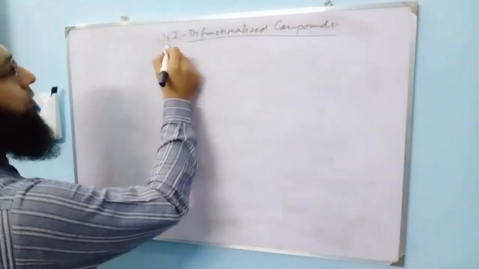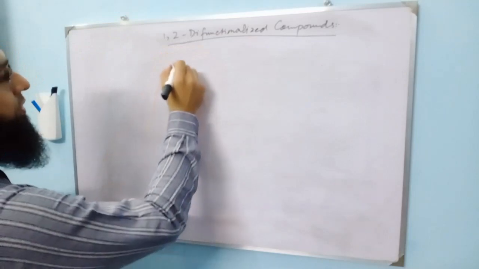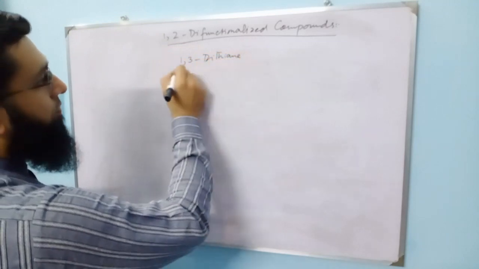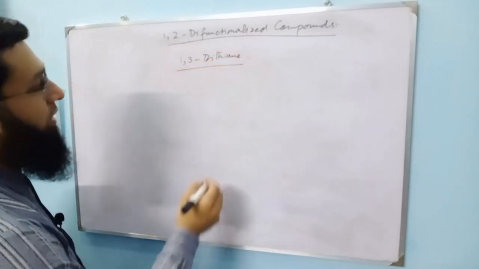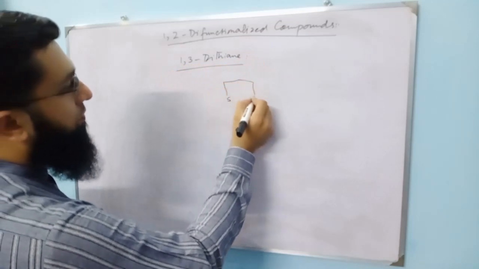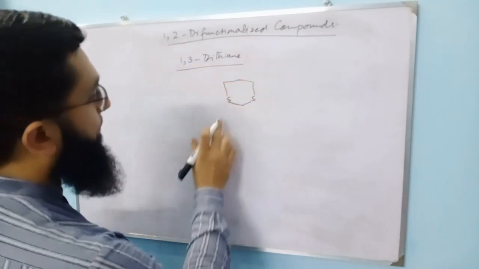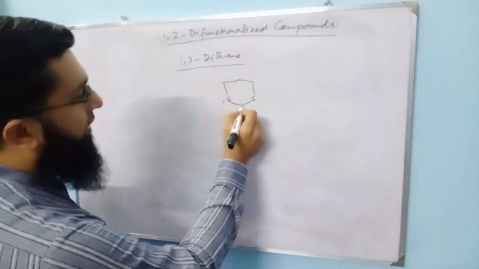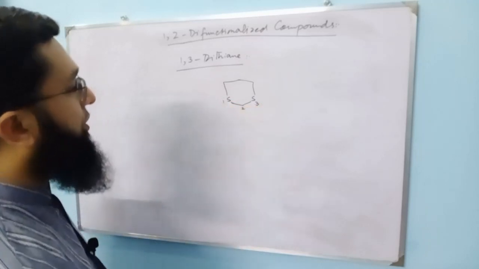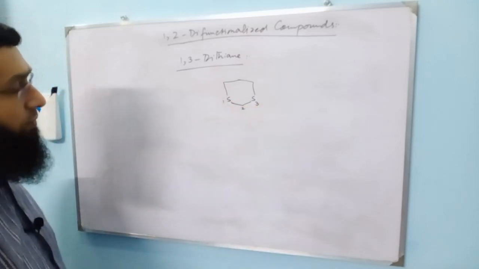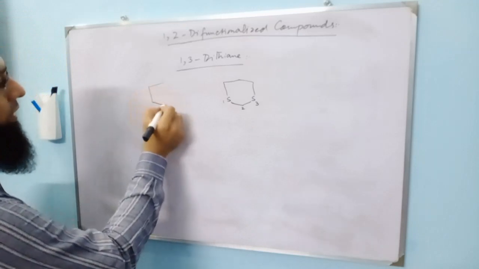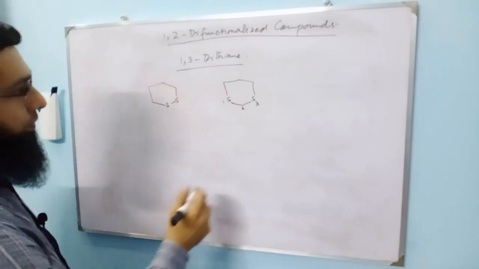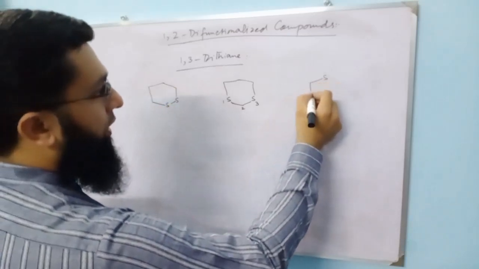So the first reagent which we will discuss is 1,3-dithiane, and its structure is this one. And because two sulfurs are at 1,3 relative position, this is called 1,3-dithiane. It can be 1,2-dithiane, the isomeric form, or 1,4-dithiane.